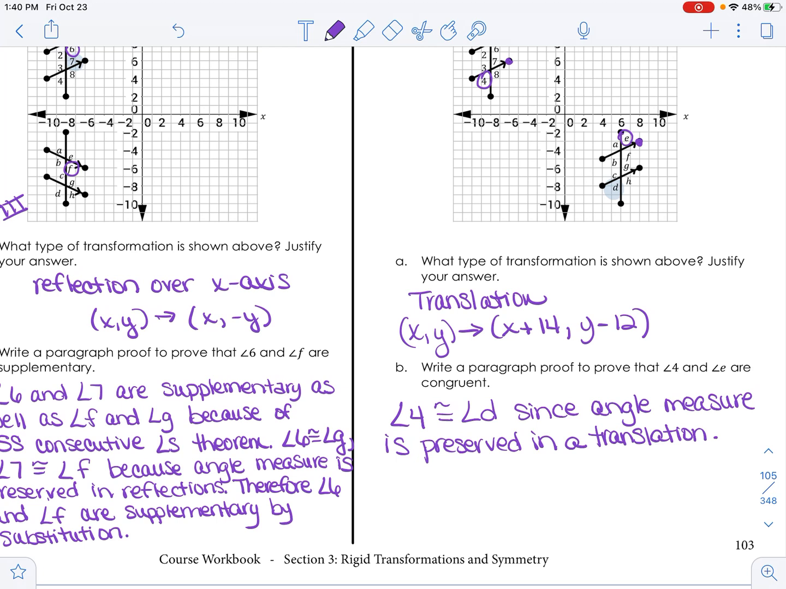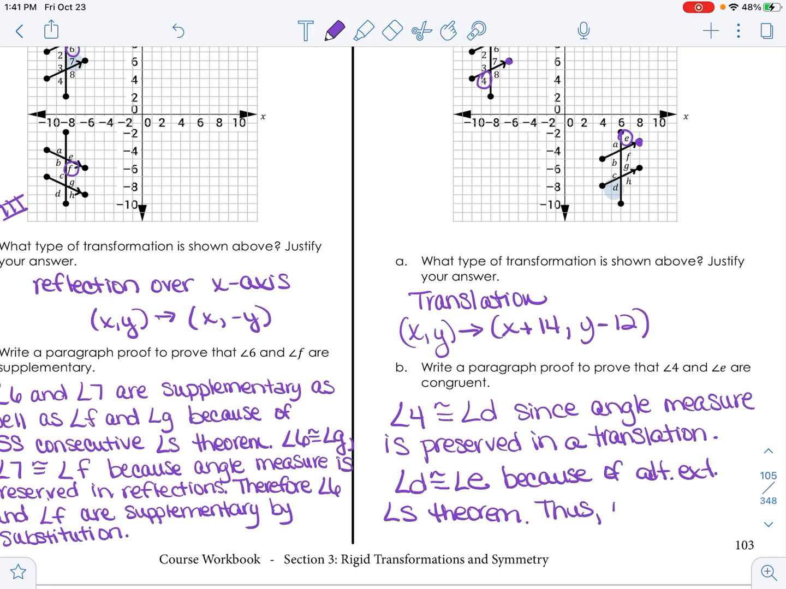Okay, now I made the connection between 4 and D. Now I'm going to make the connection between D and E. So angle D is congruent to angle E because of the alternate exterior angles theorem. Thus, angle 4 is congruent to angle E by the transitive property.